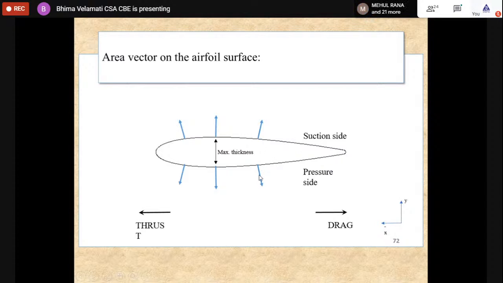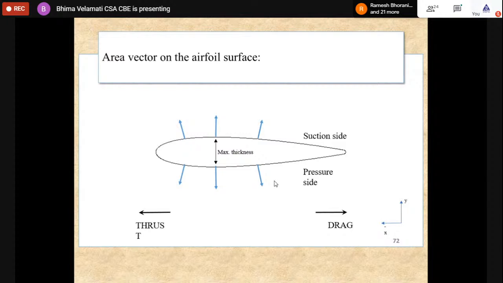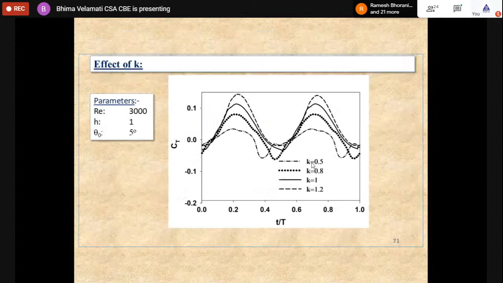Okay, so if I take care of all, there are two sides: the suction side and the pressure side. Thrust is primarily because of the leading edge, and that too because of the pressure difference. So we try to analyze that you have K.5 and K1 frequency.